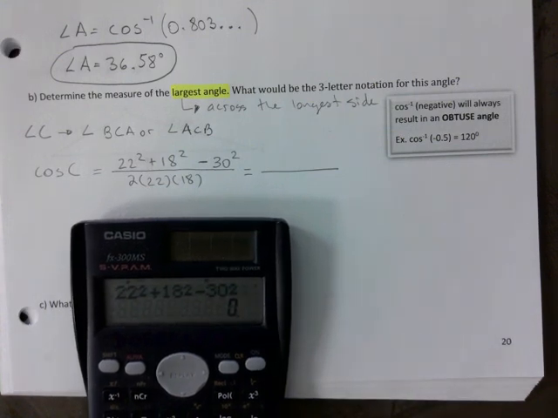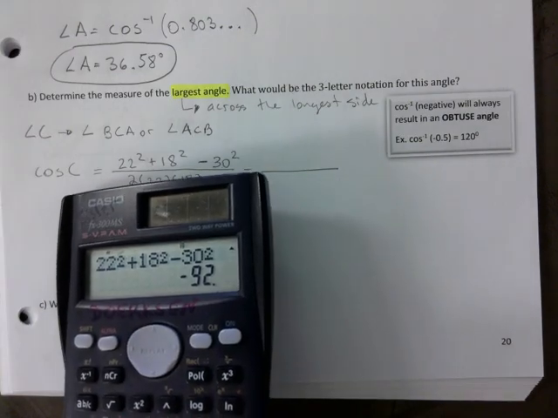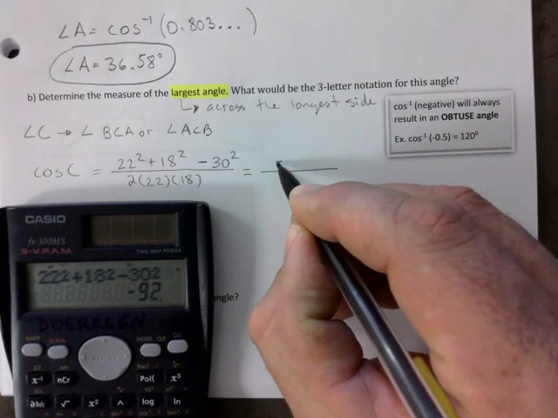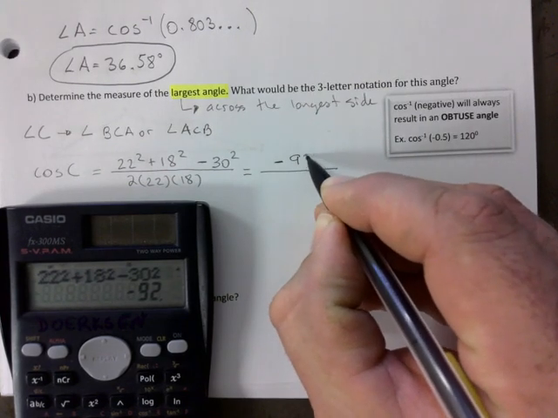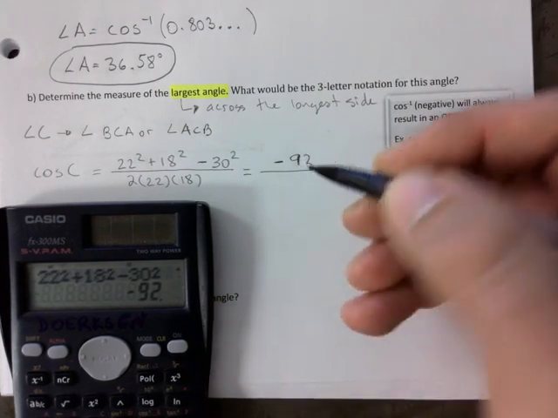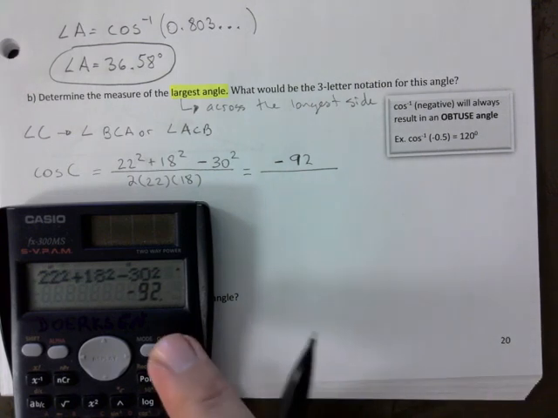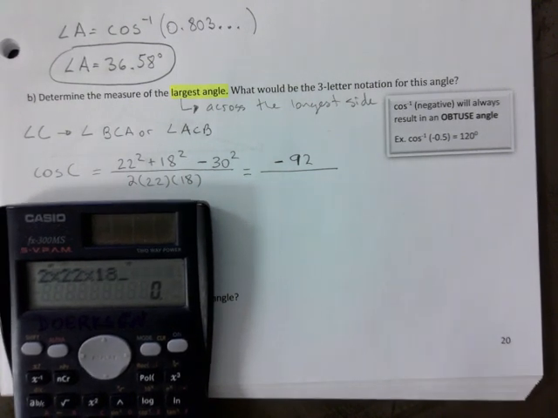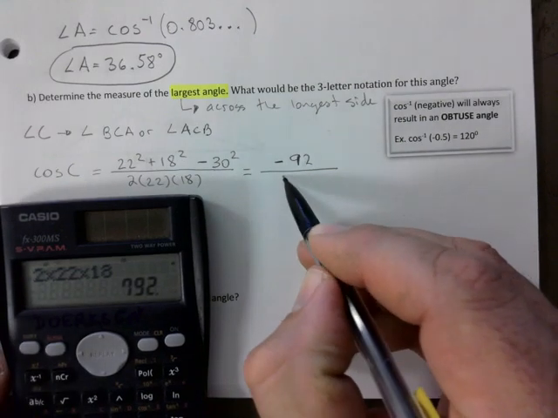What are you going to get? A negative. Very important. I did that on purpose. So you go minus 92. And then we do the denominator. 2 times 22 times 18. 792.